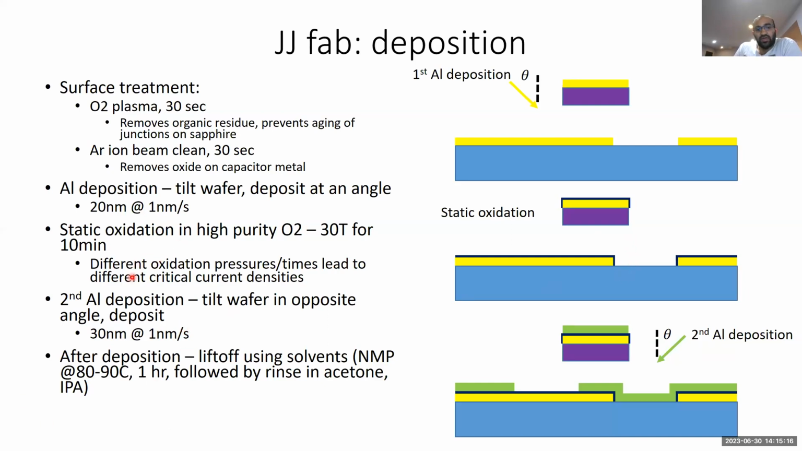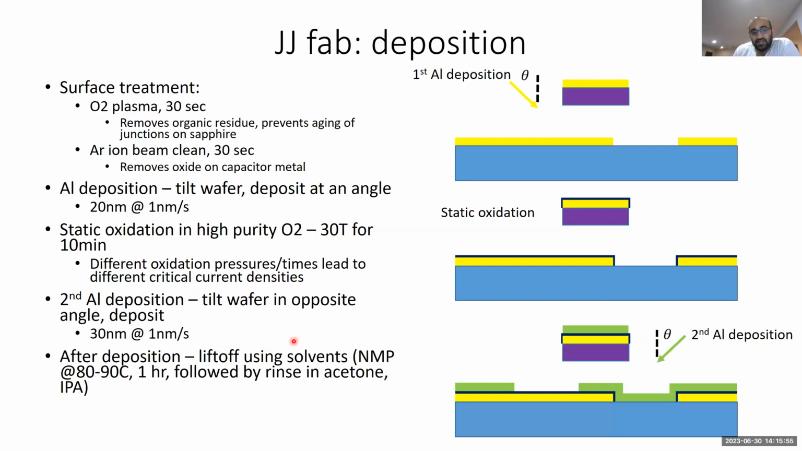But of course, it's important to note that different oxidation pressures and times will lead to different critical current densities. So, if you increase the pressure and you oxidize for a longer period of time, you could grow a slightly thicker oxide. It's not linear though, but if you grow a slightly thicker oxide, you will have a different critical current density. And so when you develop your junction fab, if you have a standard process, this step needs to be fixed and standardized in order to ensure that you have the same critical current density every time.